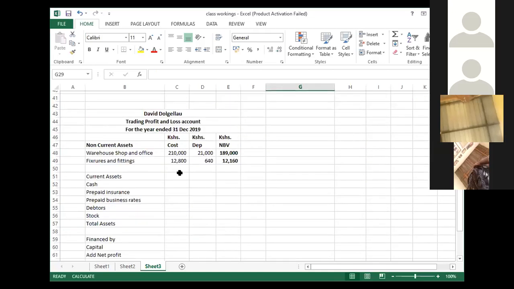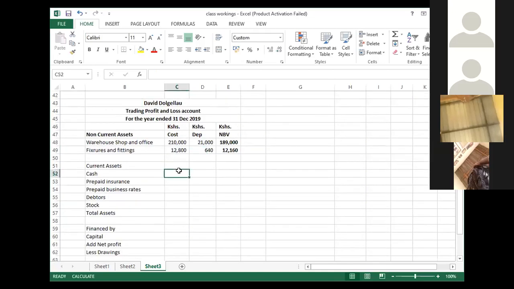189. So current assets. Let us record the current assets. We record the current assets. What current assets do we have? Current assets. Somebody to give me the current assets.